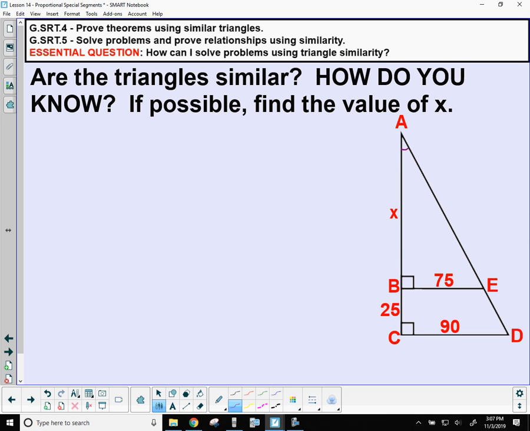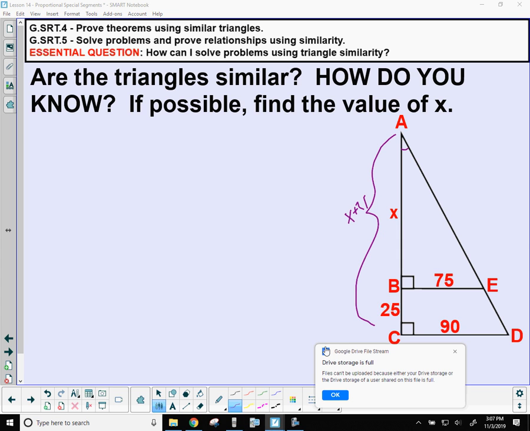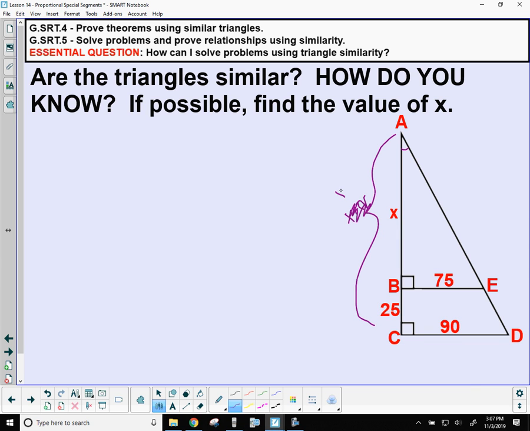Another way to think about it is, if we look at the big triangle, this is going to be x plus 25. And again, no wonder, because Google Drive is slowing me down. It keeps popping up saying I don't have space, but I should. In fact, I might pause the video to turn that off. Hey, we're back. I turned it off. Let's see what happens. Anyway, here's one way to set it up.